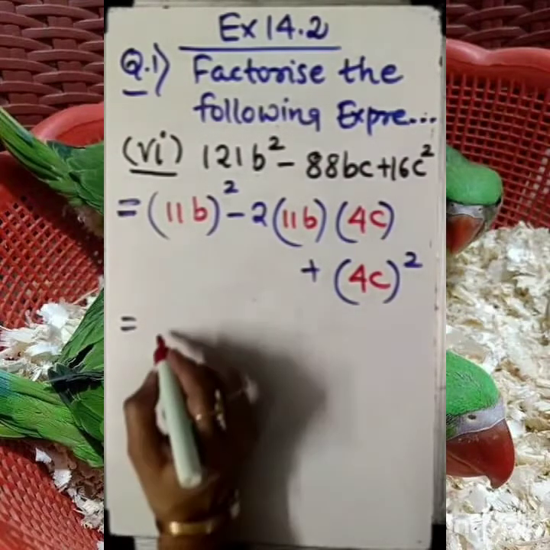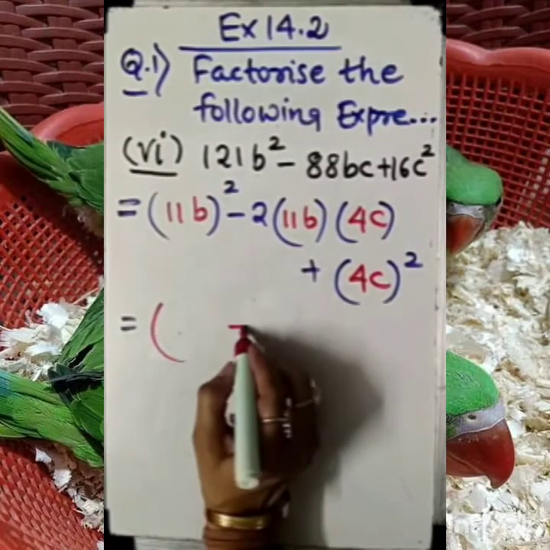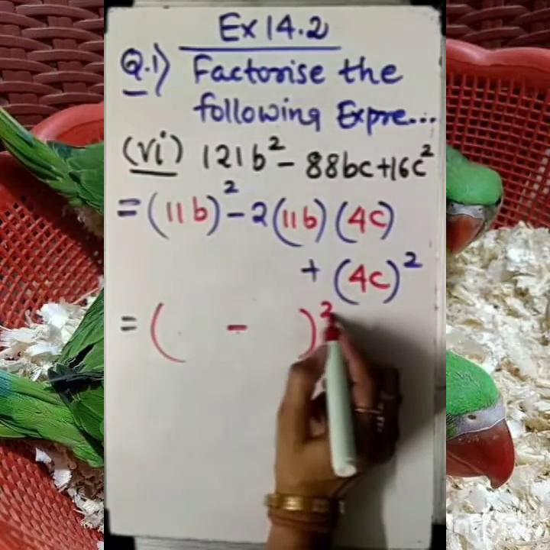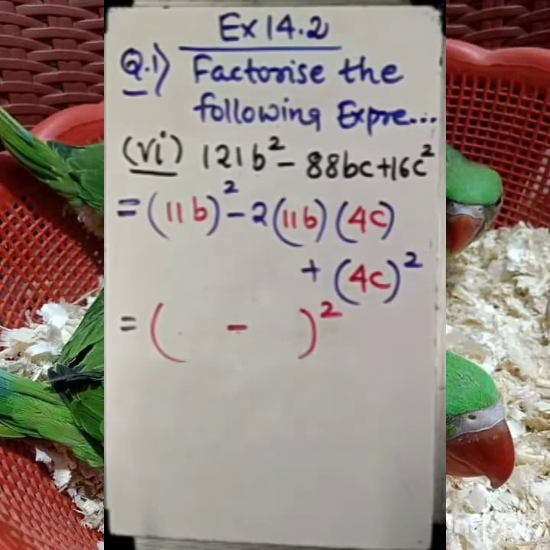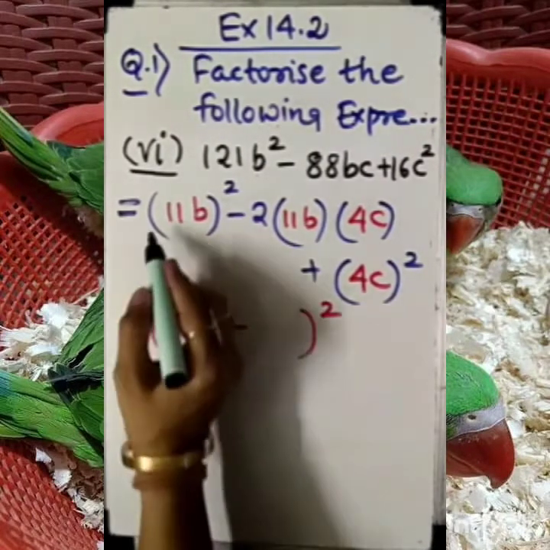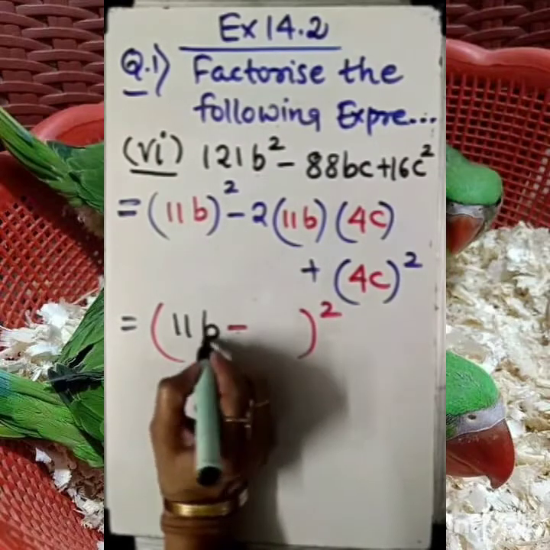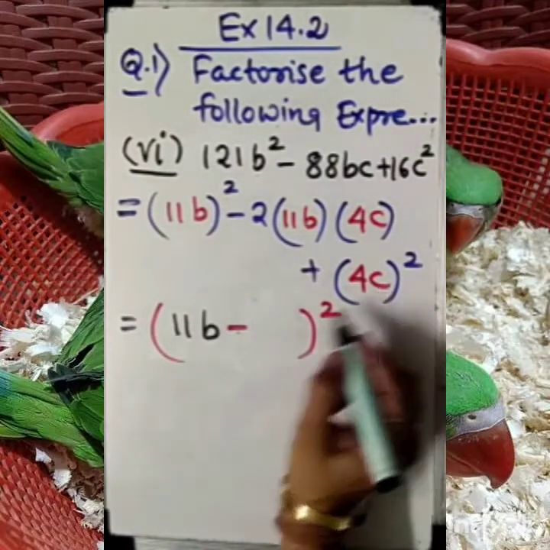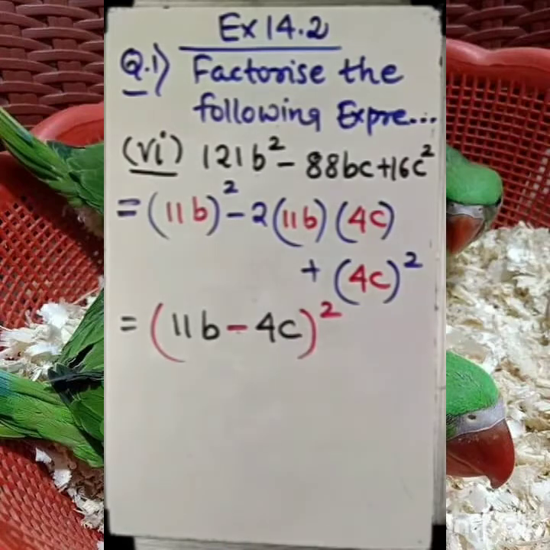So the identity says a minus b whole square. A minus b whole square. So what is a here? Observe carefully. A is 11b. So I am mentioning 11b here. What about b? That is 4c. So the complete solution is 11b minus 4c whole square.